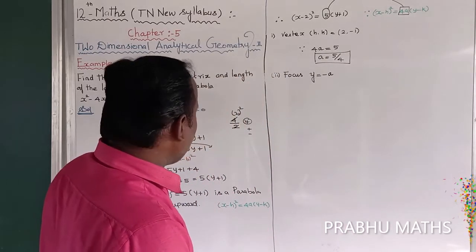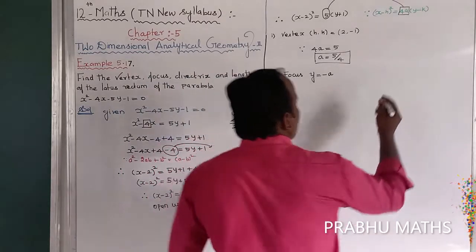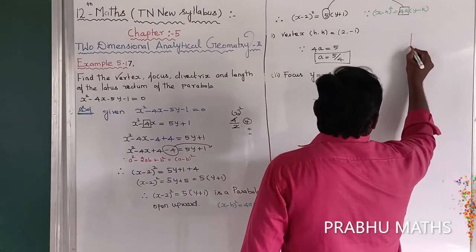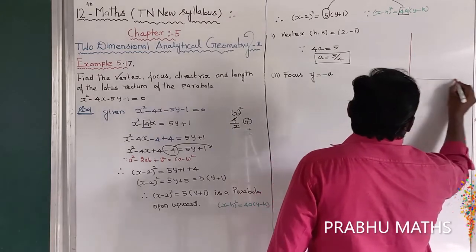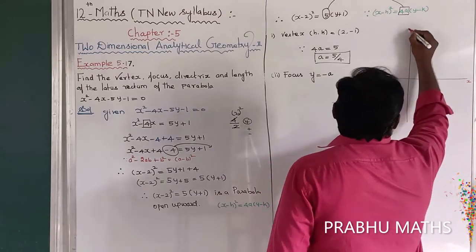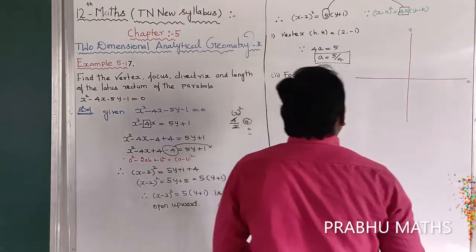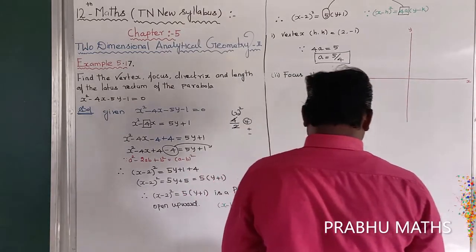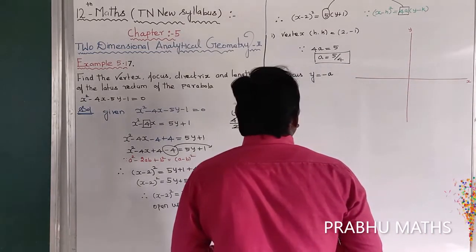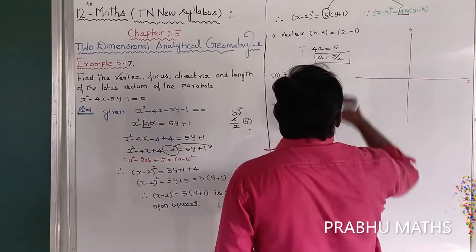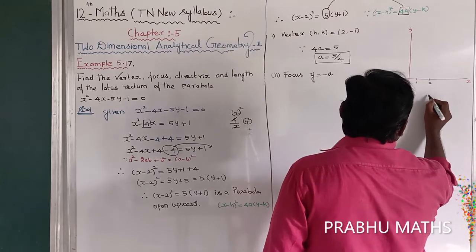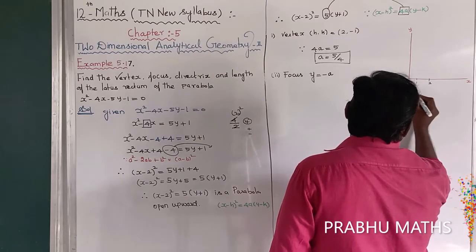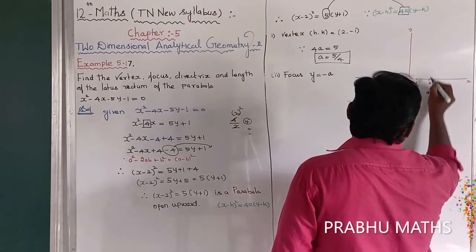Why? Because we first draw the diagram. Let us take the graph sheet, with the x and y axes clear. Next, the vertex point is 2 comma minus 1. Here 2 is a positive value, and for y it is minus 1. So this is the vertex point.